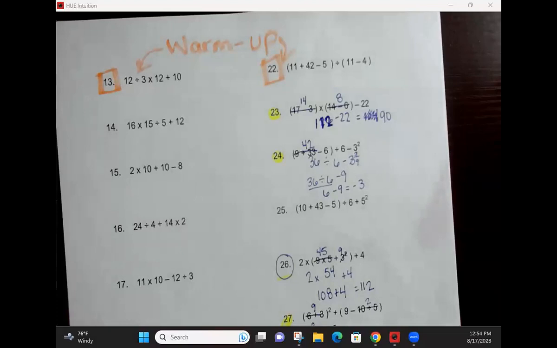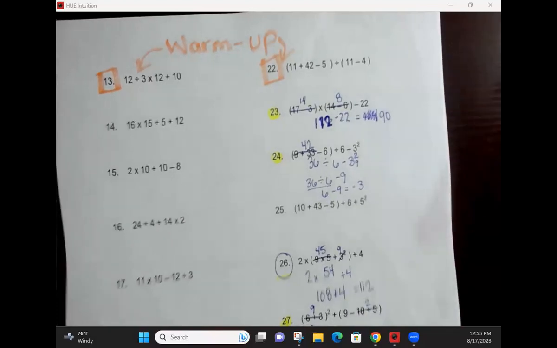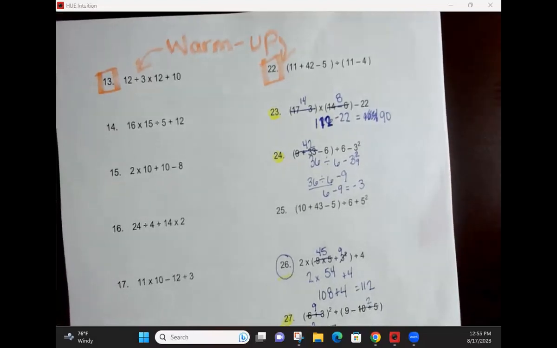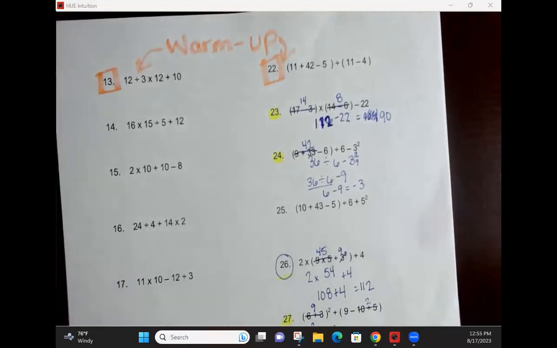Okay, let's take a look at our warm-up problems. Number 13. Where do I want to start on this one? What should I do first? Division, right? I've got division and multiplication here. They're equally important, so we do them in order from left to right. So we'll start with the division.